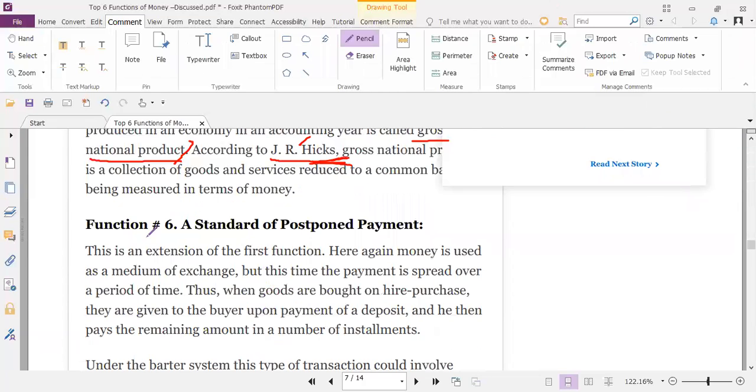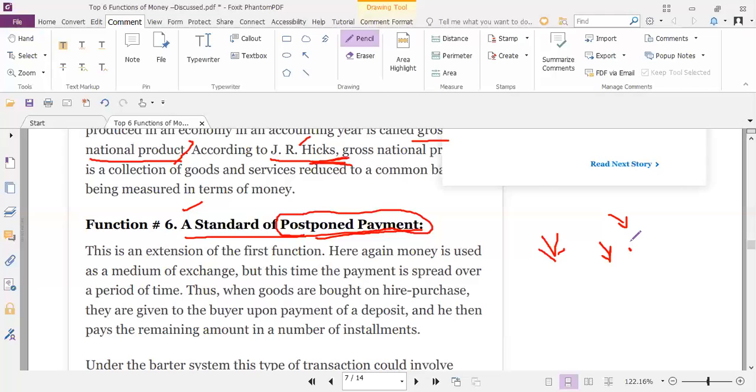Okay, the next role or function is a standard of postponed payment. Everyone is bound, wherever money is recognized as legal currency, to accept payment in terms of money. So if you are purchasing anything, say bread, as in our earlier example, the bread seller or the baker is bound to accept the payment in terms of money. He or she cannot deny that they don't want the payment in terms of money.